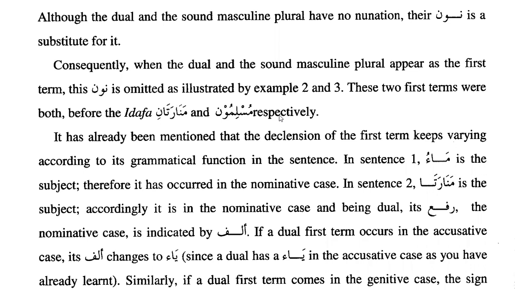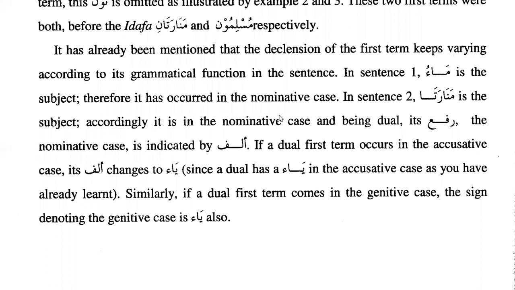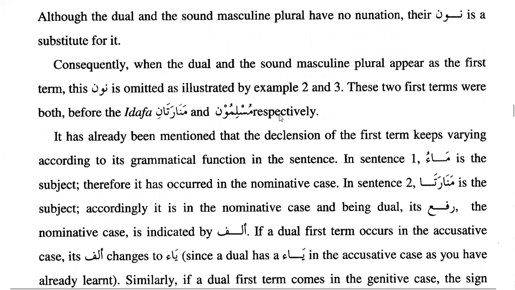If a dual first term occurs in the accusative case, its alif changes to ya. Since dual has a ya in the accusative case, as you have already learned. Similarly, if a dual first term comes in the genitive case, the sign denoting the genitive case is ya also.